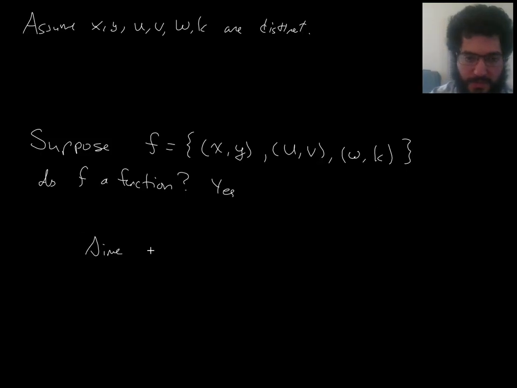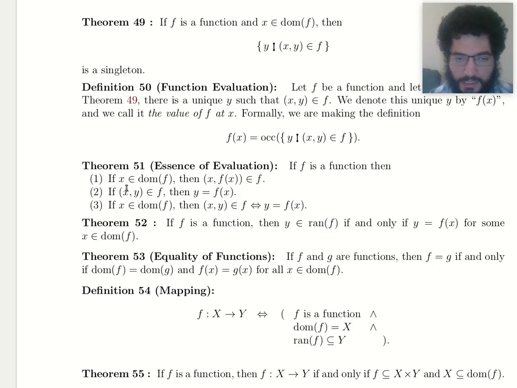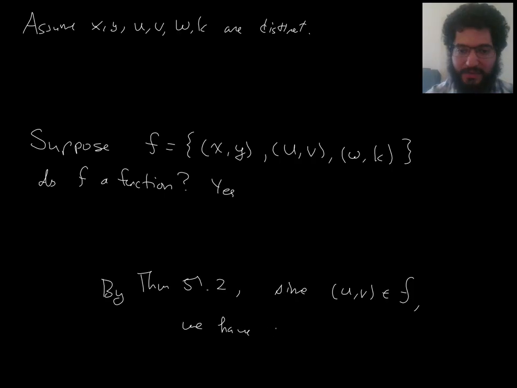Let me just use the theorem, and then I'll justify why the theorem applies in this context. So by theorem 51, part 2, since the pair uv is in f, we have, so this says if a pair is in f, then the second thing in the pair is f of the first thing in the pair. We have v is f of u.